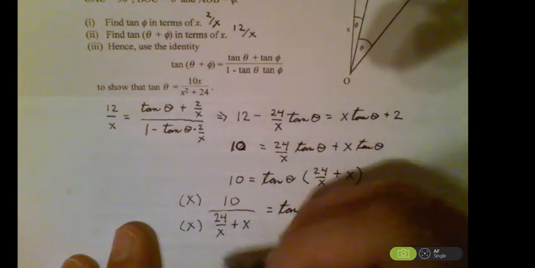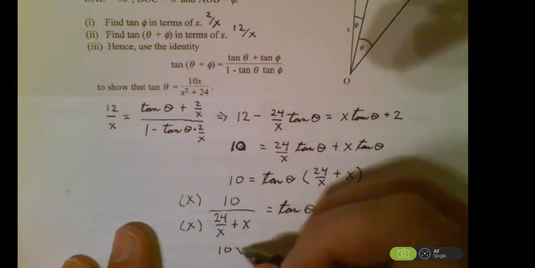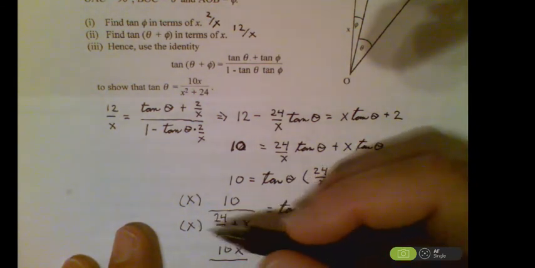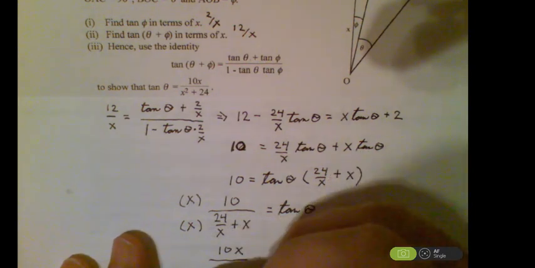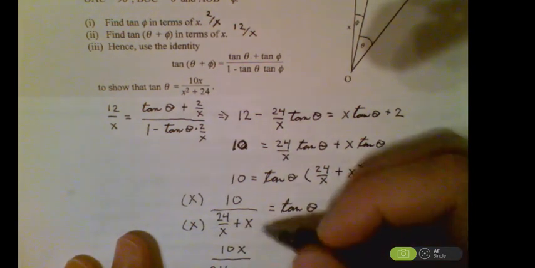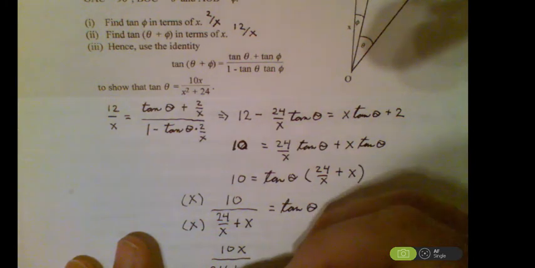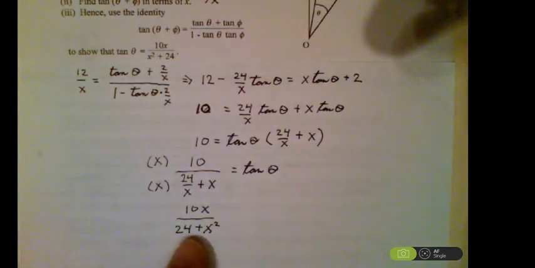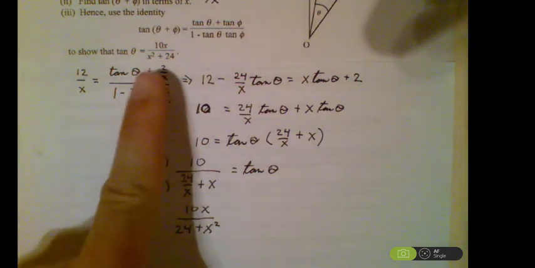So obviously the top would then just become 10x. On bottom, if I distribute this, here they would cancel, so it would just become 24. And right here I would have my x squared. And so now we're getting the look that they were asking for. By doing that, of course, I could just switch those to make it look like this.